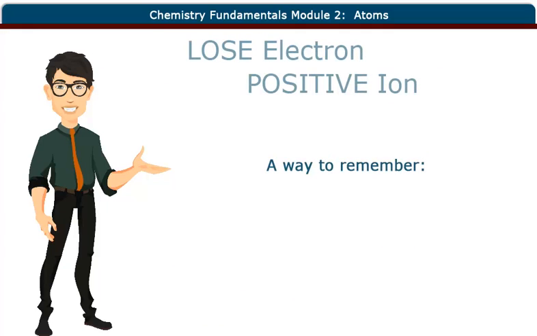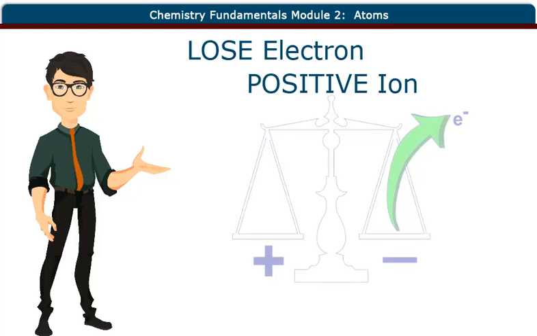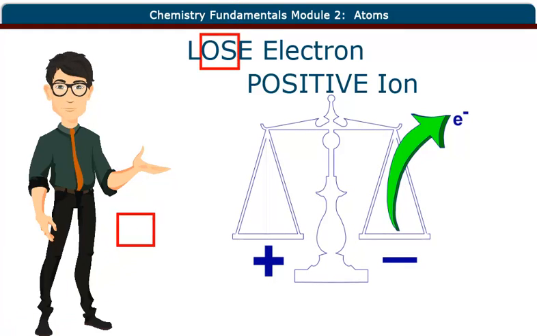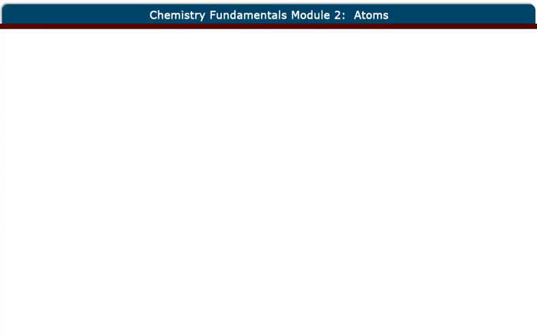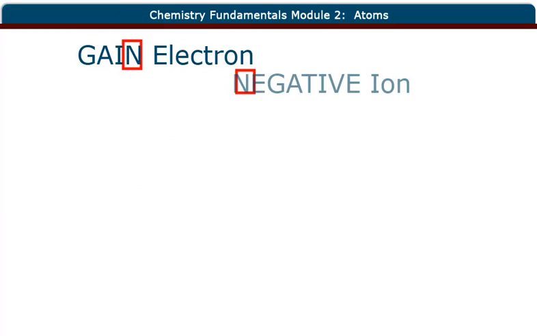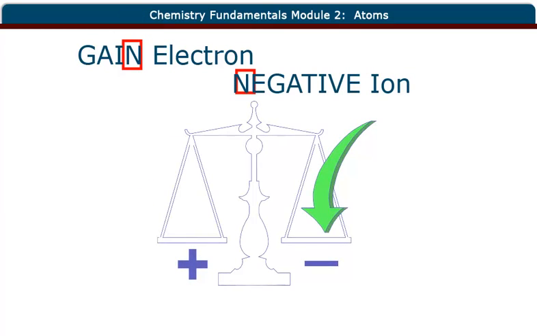Positive and negative ions, and determining which is which, may be a little confusing, so here's a little trick that hopefully will help you remember. Notice the word lose, spelled L-O-S-E, has an O and an S together, just like the word positive. So, to become a positive ion, the atom must lose 1 or more electrons. Also, notice the word gain, spelled G-A-I-N, includes the letter N, just like the word negative. Therefore, to become a negative ion, the atom must gain 1 or more electrons.